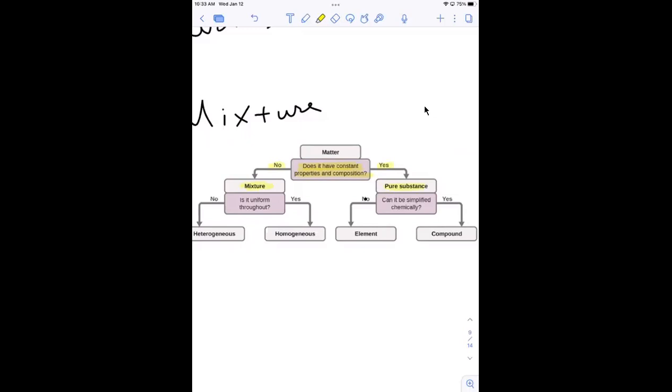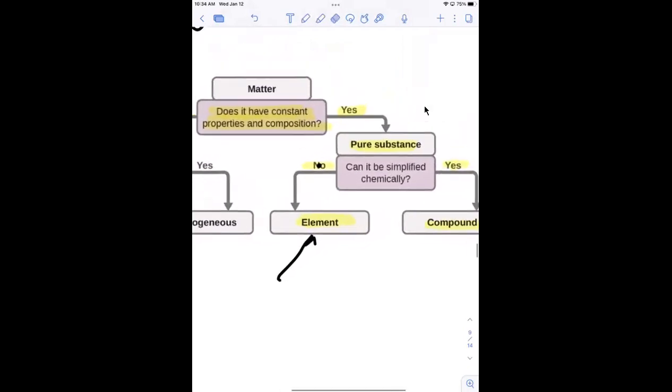Then if it's a pure substance, can it be broken down? If it can be broken down, yes, it's a compound. We're going to talk about the difference between a compound and an element. If it cannot be broken down, then it's an element. The element is the most basic form of matter. So we can actually say that right here.